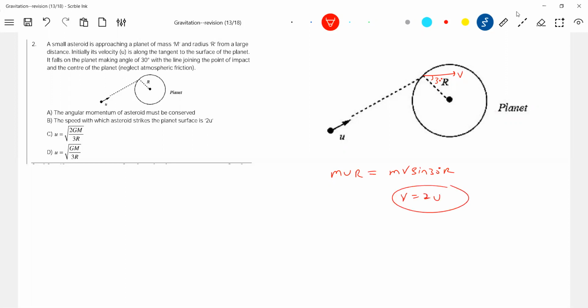For the expression for u, I'll apply the conservation of energy principle. It is far away initially, this is infinity. Half m u square equal to half m v square minus G capital M small m by r. Substitute v here, solve for u, you'll get the required answer.